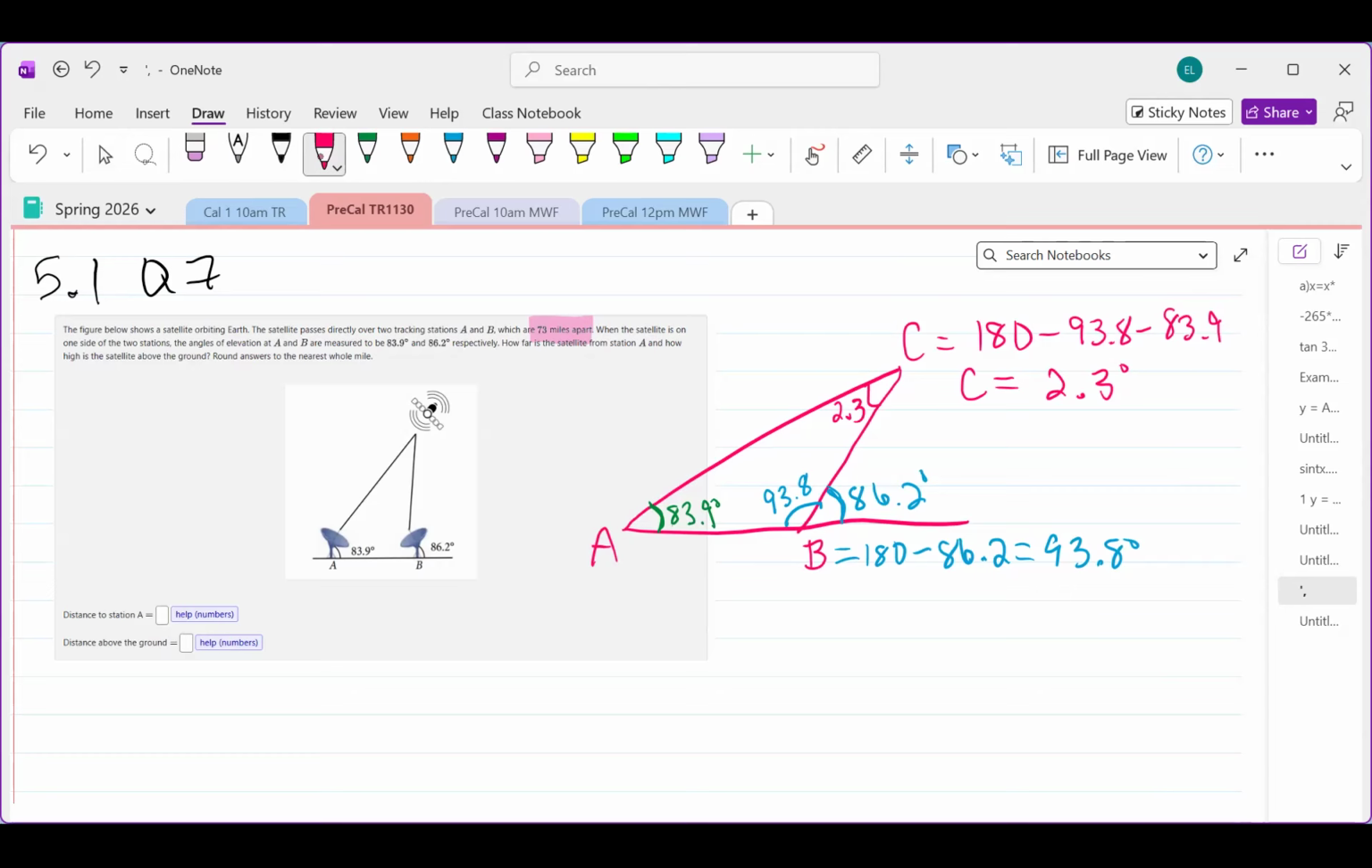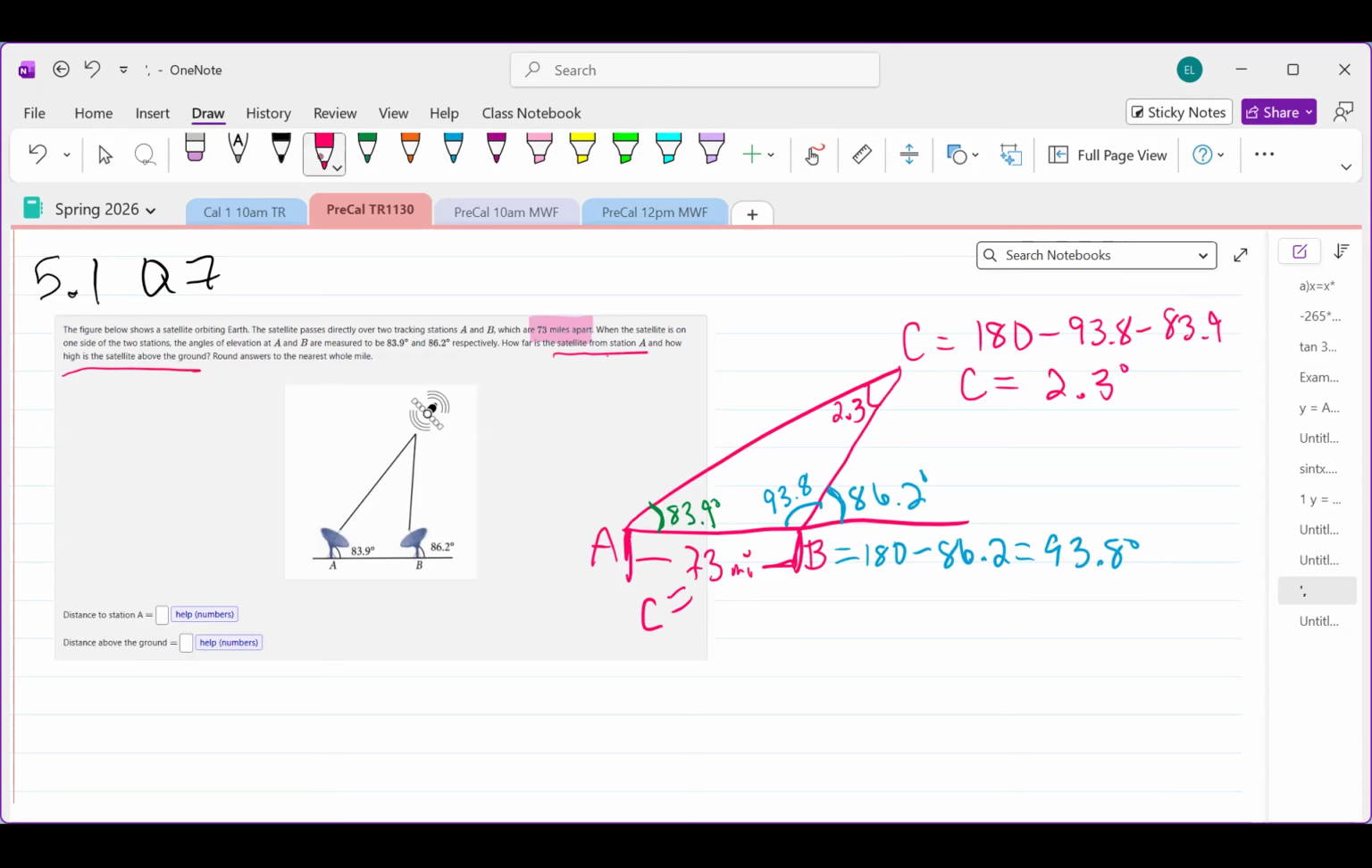So we've got all the angles. And then the distance they told us, it's 73 miles between points A and B. So between points A and B, that is side C. So side C is 73 miles. Now, what was the question asking? How far is the satellite from station A? And then how high is the satellite above the ground?